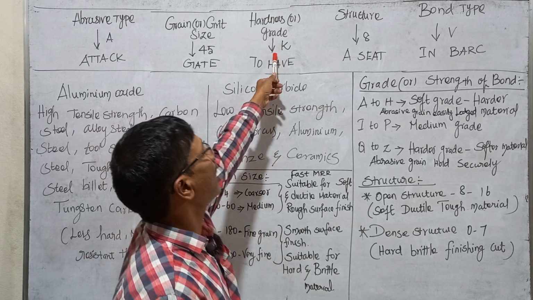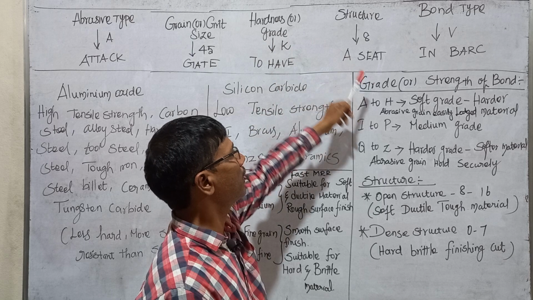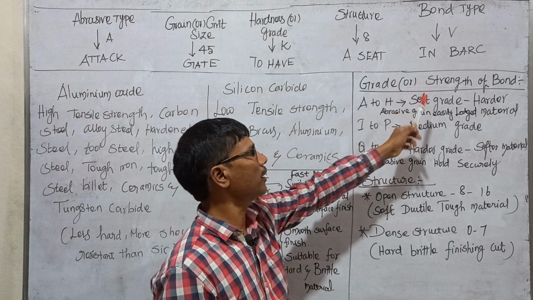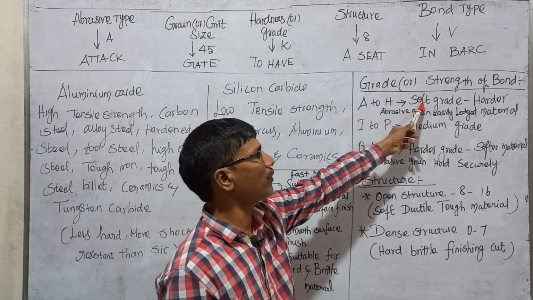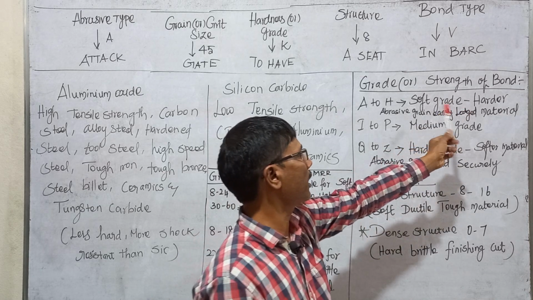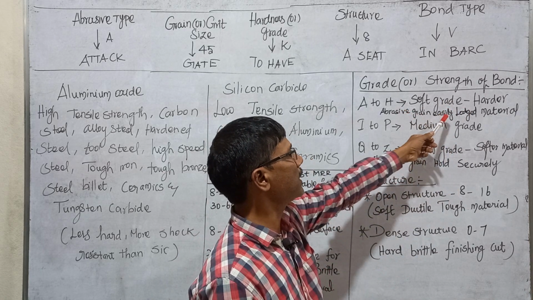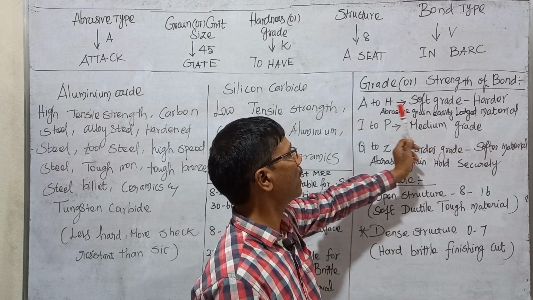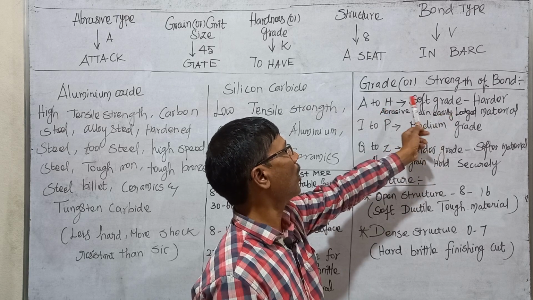The third letter is an alphabet. It represents the hardness or grade. Grade represents the strength of the bond. A to H means it is a soft grade. Soft grade is suitable for harder material. That means the abrasive grain can easily dislodge in this case.